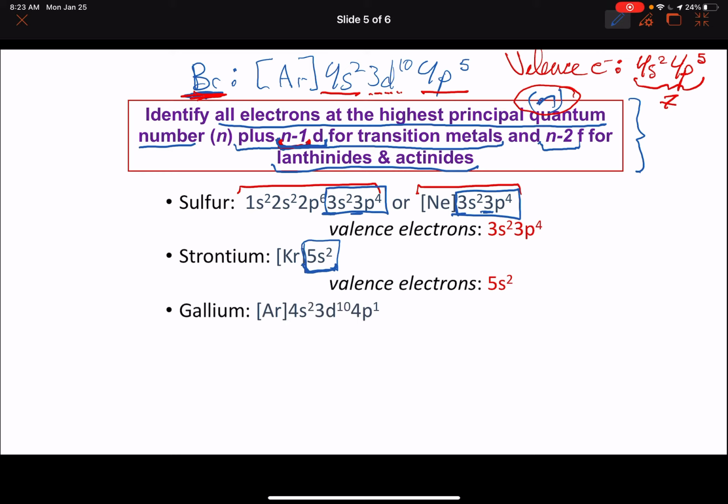Okay, how about gallium? Here's gallium's shorthand notation. Again, try to apply the rules above in the red box to help us identify the valence electrons, and resume the video when you're ready.